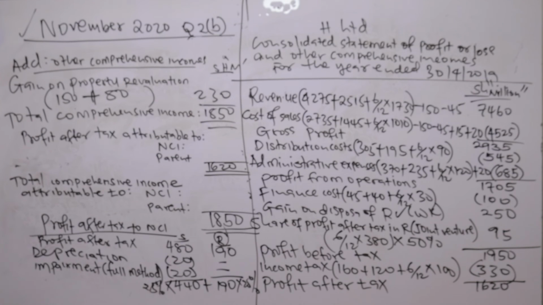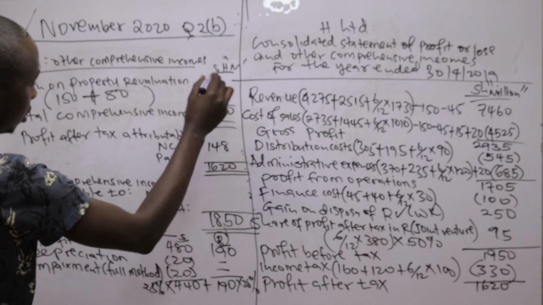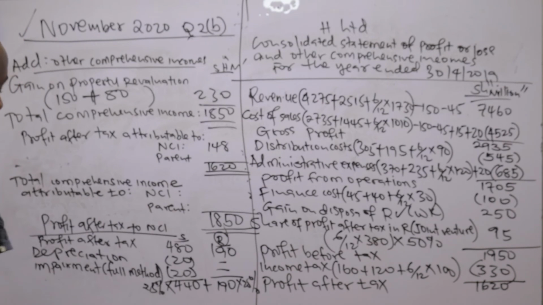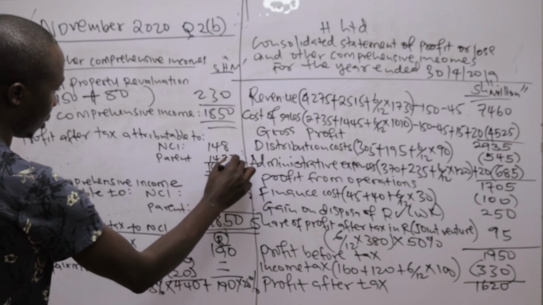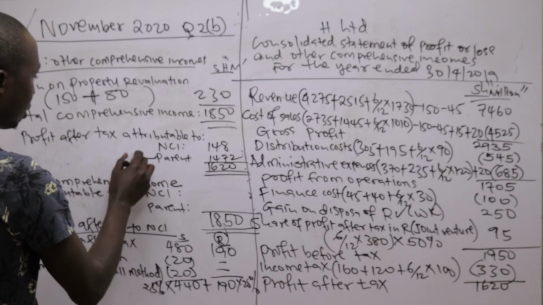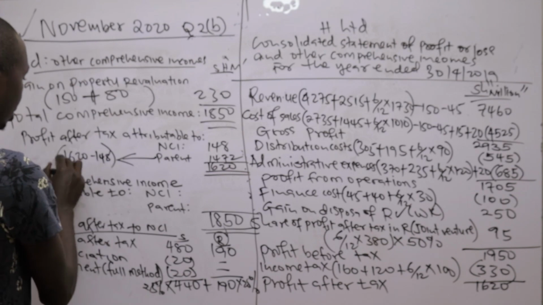So in this scenario, 0.25 times 440 plus 0.2 times 190. So this one gives me 148. So if I take 1620 minus 148, so that is 1472. So for me to get this, I have done this, 1620. I have deducted 148 from there.